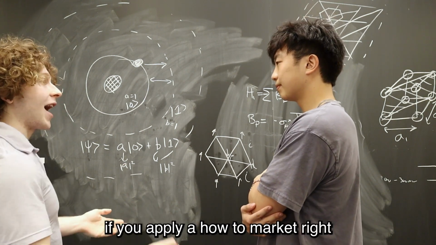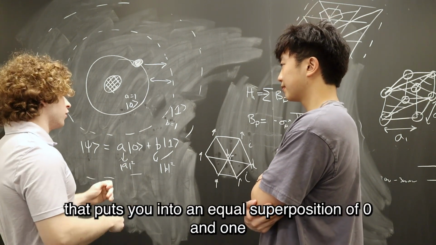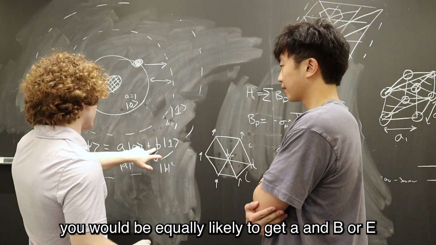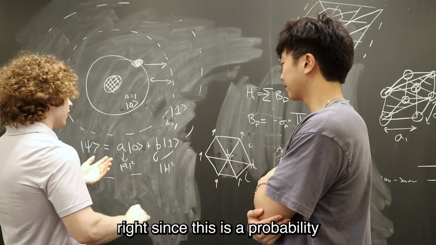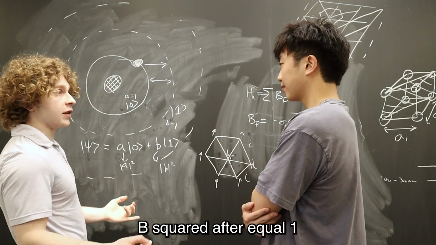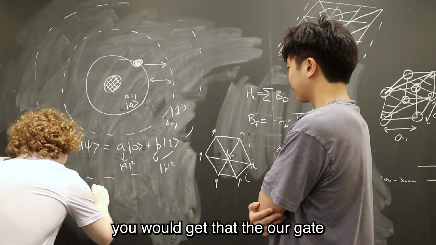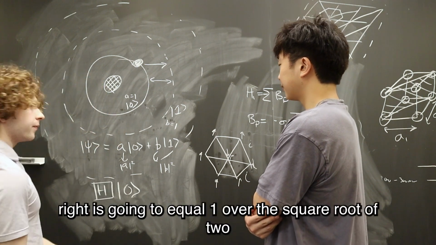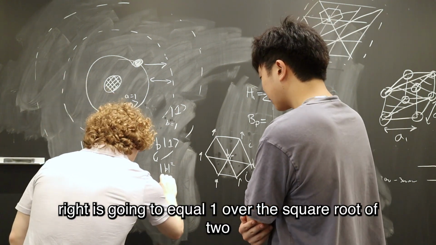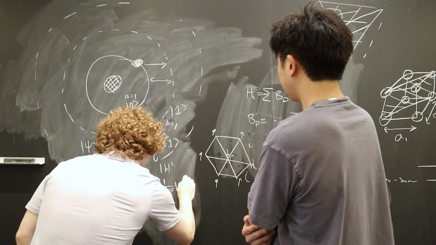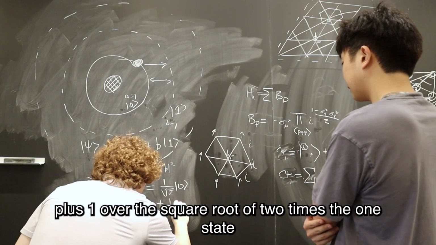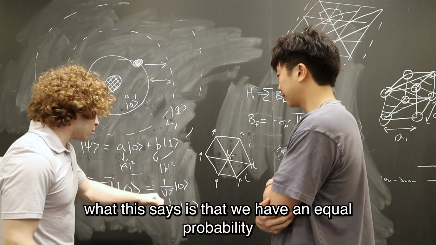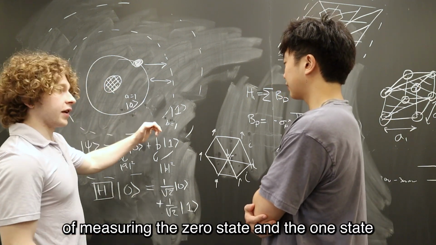So, for example, if you were to apply a Hadamard gate, right, which is the gate that puts you into an equal superposition of 0 and 1, you would be equally likely to get A and B, or A and B would have to be the same value, right? Since this is a probability, the probabilities A squared and B squared have to equal 1. And so if you do a little bit of algebra, you would get that the Hadamard gate acting on the state 0, right, is going to equal 1 over the square root of 2 times 0 plus 1 over the square root of 2 times the 1 state. Okay? And so what this says is that we have an equal probability of measuring the 0 state and the 1 state. Okay?